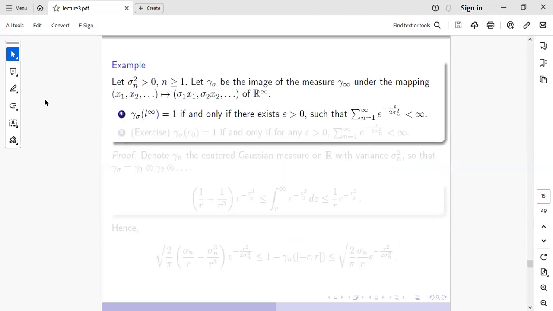And one more example. Fix some positive numbers sigma 1, sigma 2, and so on, and multiply every sequence by correspondingly sigma 1, sigma 2, and so on in every component. And gamma sigma is the image of measure gamma infinity with respect to this mapping. This means that under the measure gamma sigma, components are independent Gaussian random variables that have expectation 0, and the nth component has variance sigma n squared.